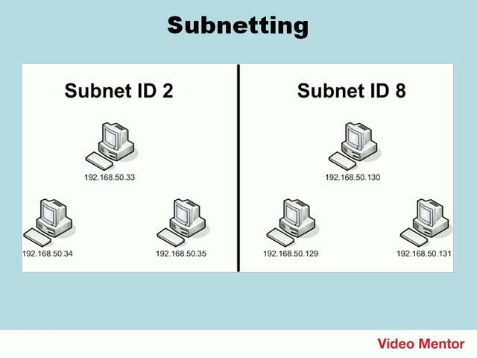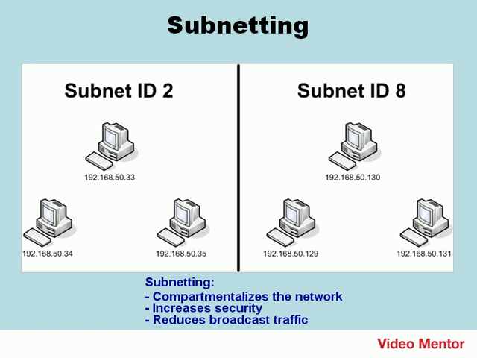As you can see in this diagram, I have two subnets. Subnet ID 8, where my laptop exists, .130, and subnet ID 2, that other host I was trying to ping, .33, which by the way does exist on this network, but I wasn't able to ping it because it's on a different subnet. A computer can ping hosts on its own subnet, but by default cannot ping hosts on another subnet. And that's part of the whole reason of having subnetting. It compartmentalizes your network. It also increases security and reduces the amount of bandwidth that's being used. It reduces broadcast traffic.